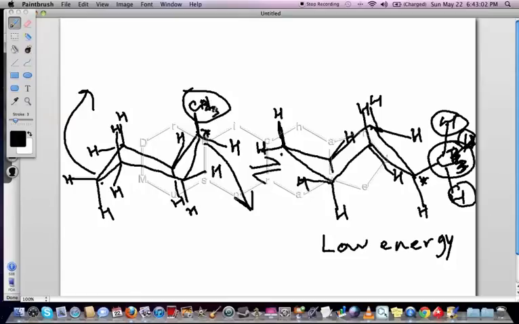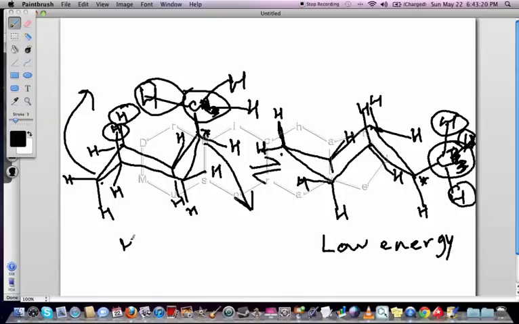This one, on the other hand, let's draw the hydrogens in now. What can happen is that the hydrogen here can now interact with these hydrogens here. These are called flagpole hydrogens. And because of this interaction, this is going to be a high energy conformation. So what's going to happen is that cyclohexane will prefer to be in this conformation over here, with the methyl group being equatorial.